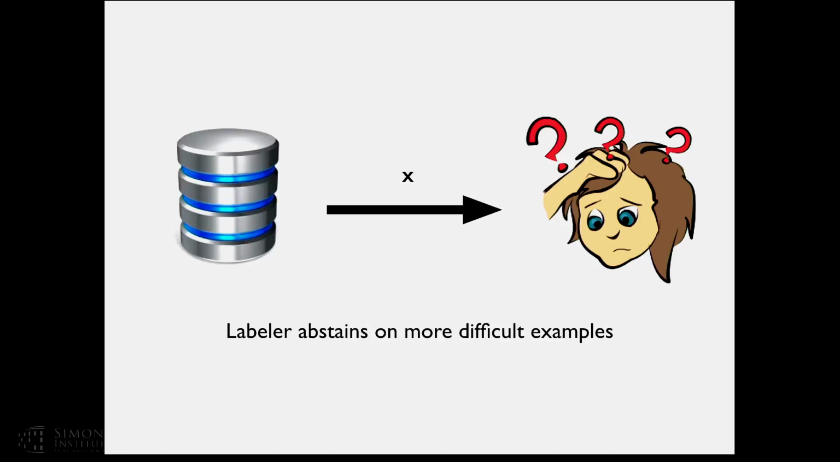So what is the setting? Well, the setting is that you are, again, doing active learning. Sometimes when you ask these kinds of questions to labelers, even experts, but mostly non-experts, the labelers are going to abstain on the more difficult examples. If you force them to give a label, they're just going to give you something gibberish. Or if they have this option, they're going to say, I don't know.